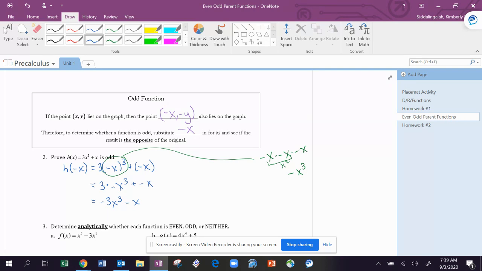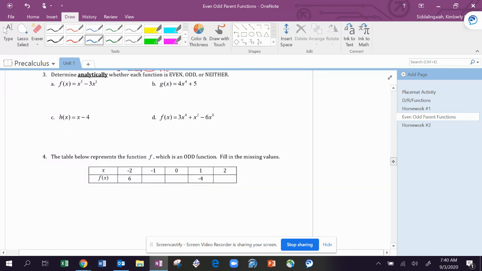So what I'm going to do is take out a negative 1 from every single term. If I do that, what's left over in here is the original function. So when we plugged in a negative x, we got the opposite of plain old h of x. That means that this is an odd function.